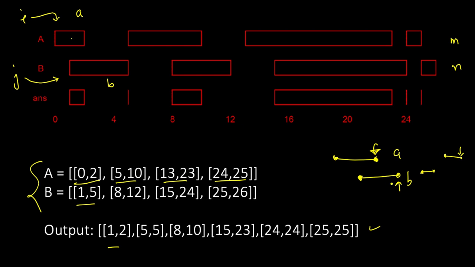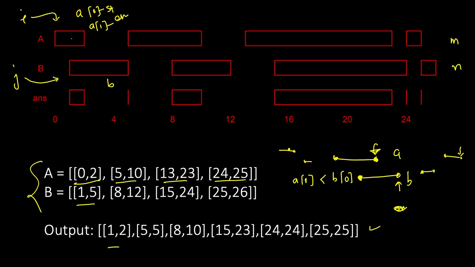So we will check if that is not the case. The end is denoted by, so this A is this one, A0 and A1. All the intervals will have two things: A0 denotes start, A1 denotes end. So if A1 is less than B0, that means A has ended even before B has started. So there cannot be overlap between these two.